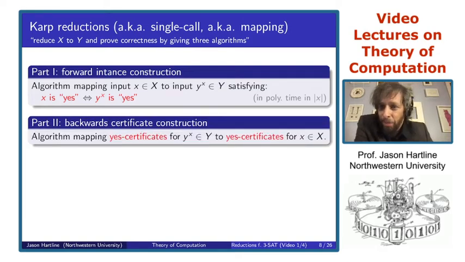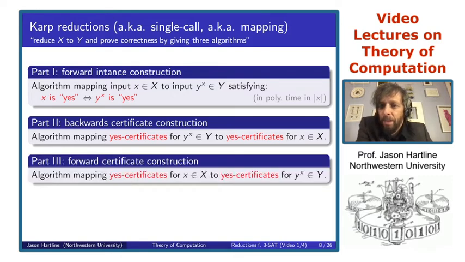The next algorithm we're going to give is the backward certificate construction. This is going to take a yes certificate. Remember, a certificate easily verifies that Y super X is a yes instance. It's going to take a yes certificate of Y super X that corresponds to this instance X and transform it back into a yes certificate for the original problem X. And part 3 is the forward certificate construction. It's going to take a yes certificate for the problem X and transform it into a yes certificate of the corresponding problem Y super X.